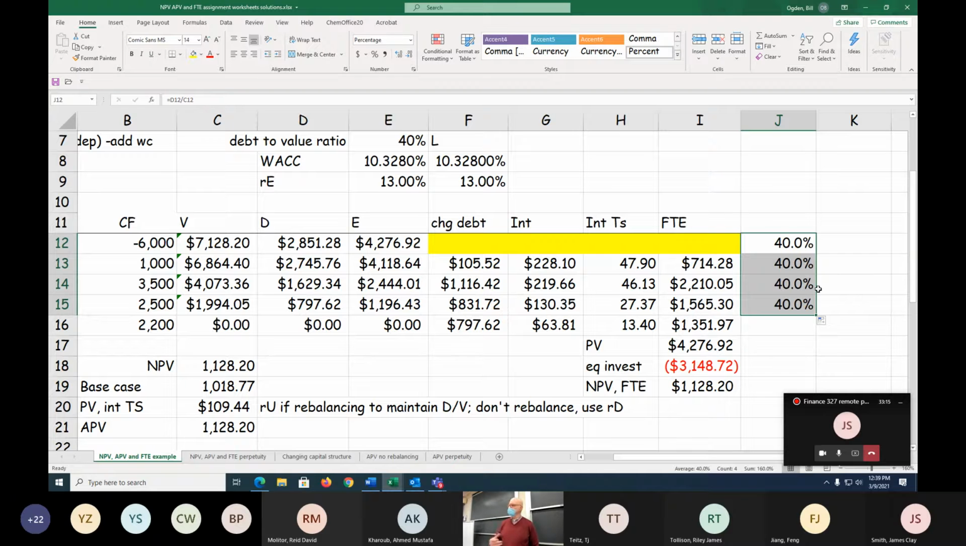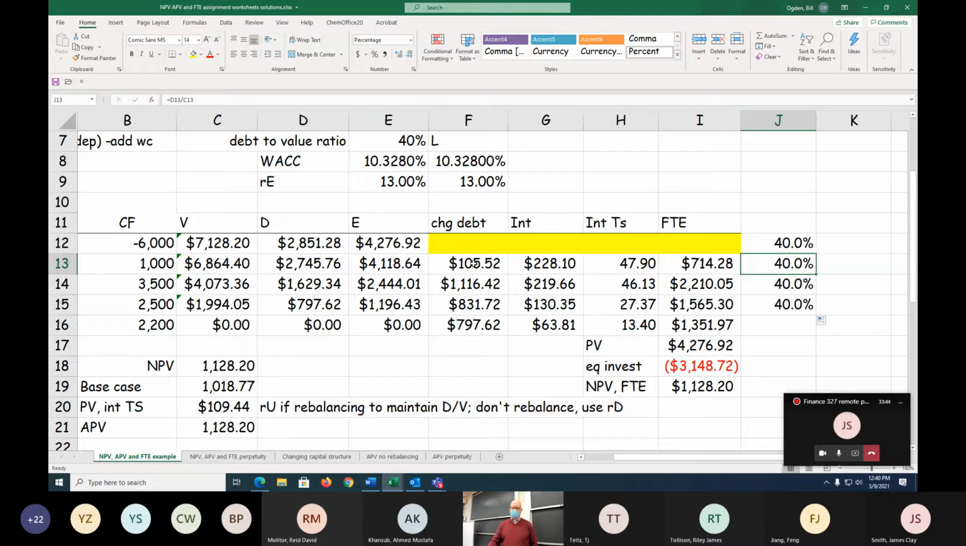Okay, so what was the premise when we started this problem? That the company maintains a constant debt to value ratio. So why do we have this change in debt? Because to maintain this 40%, we had to reduce the debt from 2851 down to 2745, didn't we? That's why we have this change in debt. That keeps it at 40%. That's the premise we're working under here, that we're rebalancing to maintain a constant debt to value.